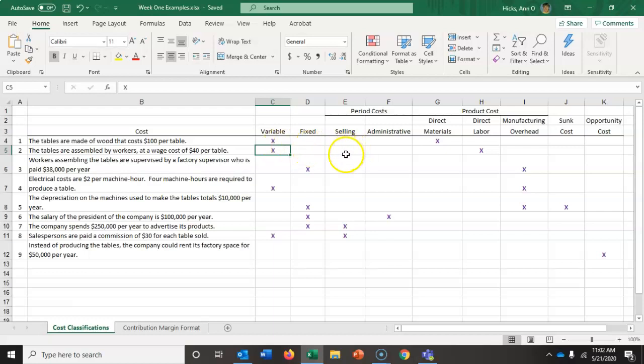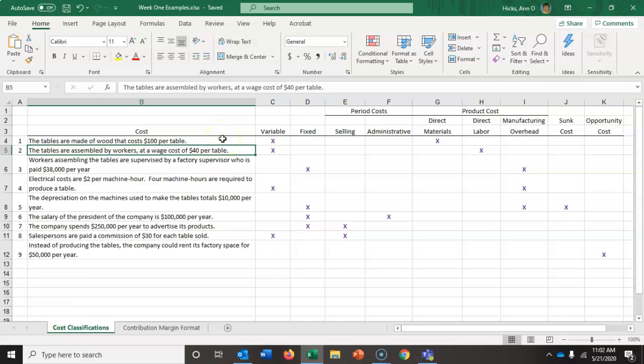Is this tied to the product or is it a period? Well, it's the cost of manufacturing the product, so I think it's clearly tied to the product, and this would be direct labor. Now, I've said a couple of times clearly. Let me hasten to add that in these two cases, I think we have clear-cut examples.